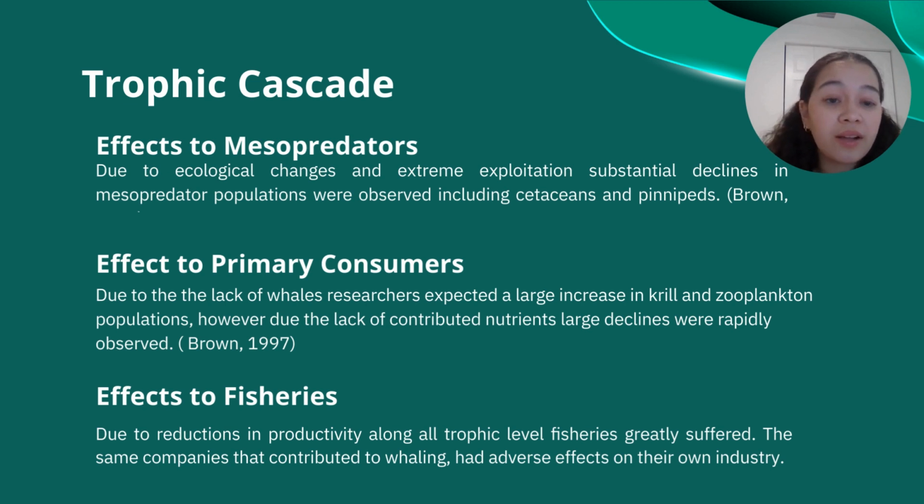Due to this lack of nutrient cycling and stabilization of prey levels, we actually see declines throughout all trophic levels. Even in primary consumers, researchers believed that when there would be a decline in whales, there'd be a larger increase in krill and zooplankton populations, which are our primary consumers. However, due to the lack of contributing nutrients, all these primary consumers largely declined. Even fisheries that contribute to this whaling saw adverse effects in smaller fish catch or unhealthier fish populations.